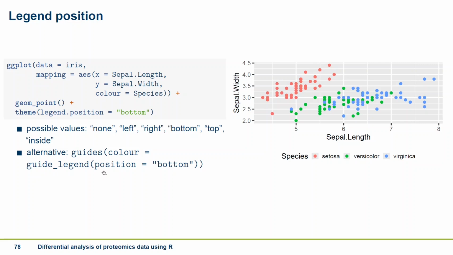And here an alternative, for example, would be to use the guides function. And within that, the guide legend function with position bottom. And you have to specify which guide you mean. In this case, the color guide. This is also an important part in ggplot2. Guide is basically an overview term for legends and color bars. Color bars are used if you have a continuous variable mapped to a color. We already saw this before.